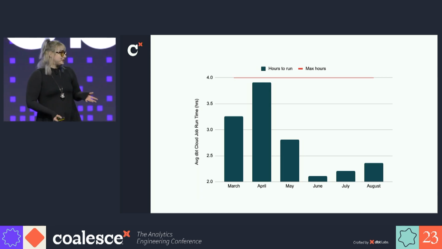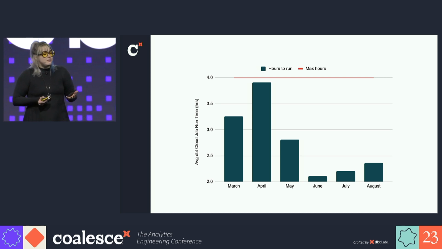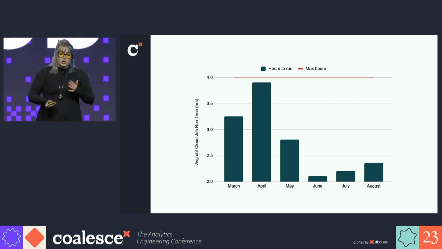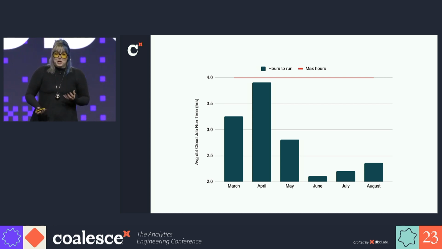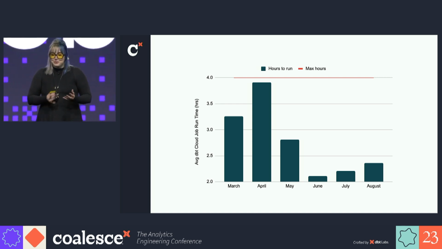And here's the graph that demonstrates that. What this shows is the 4-hour threshold of how frequently we run our main DBT cloud job. This job, like I said, runs every 4 hours. So when it starts to approach an average runtime of 4 hours, we were concerned.